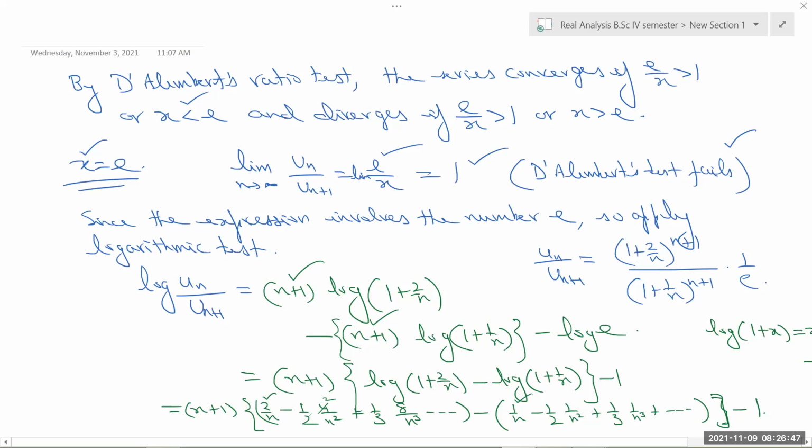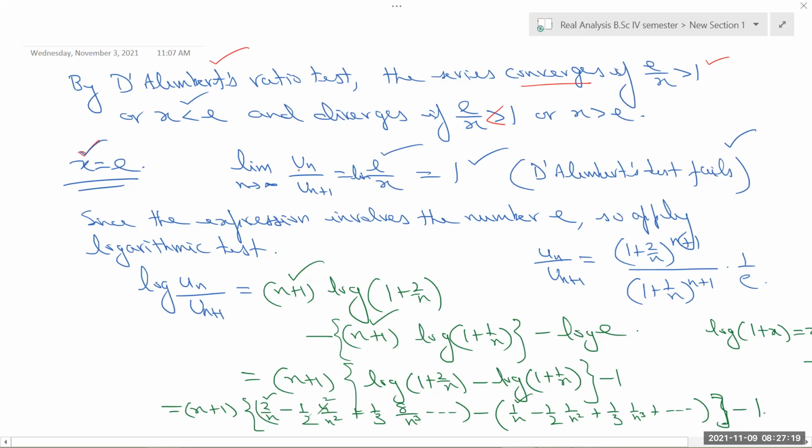Now, one can observe from here that as per D'Alembert's ratio test, this series converges if e by x is greater than 1 or x is less than e, and diverges if e by x is less than 1 or x is greater than e. Now the question is, what will happen at x equal to e? Whether e will be included in the convergent case or the divergent case.